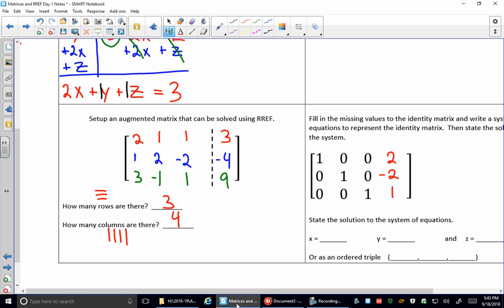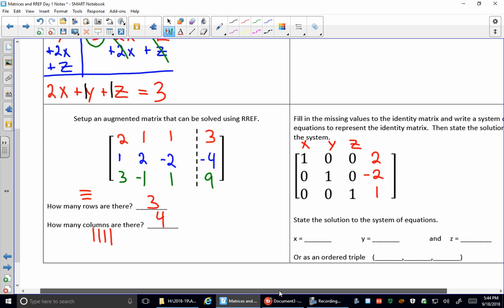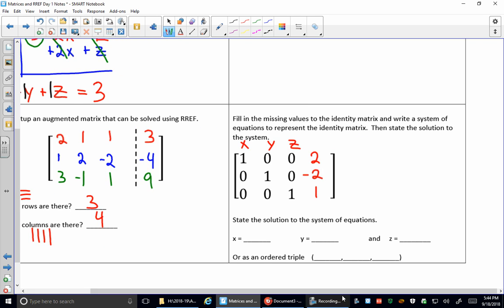So in this order, I'll do it one more time for us, just in case you had some trouble seeing it. This is my x column. So this is going to tell me that x equals 2. This one tells me y equals -2. And the bottom row tells me z equals 1.